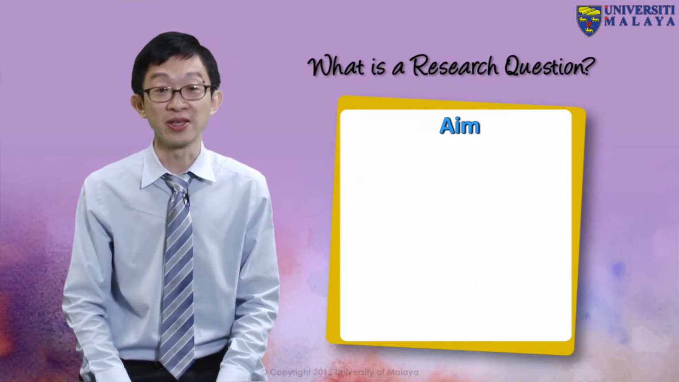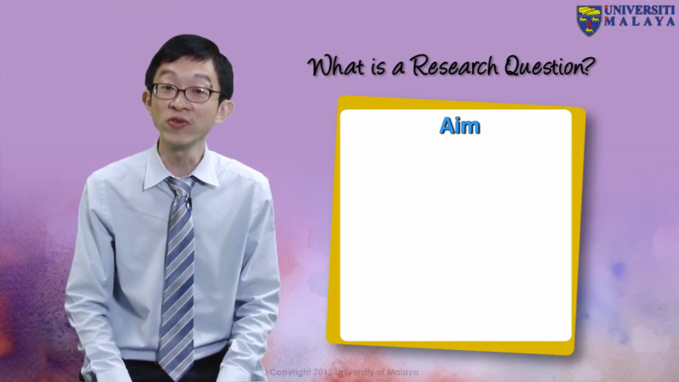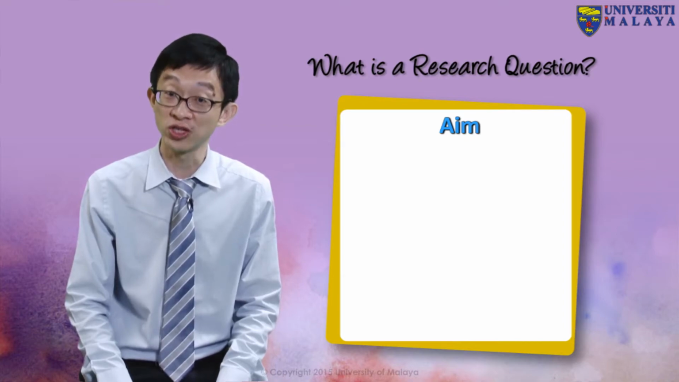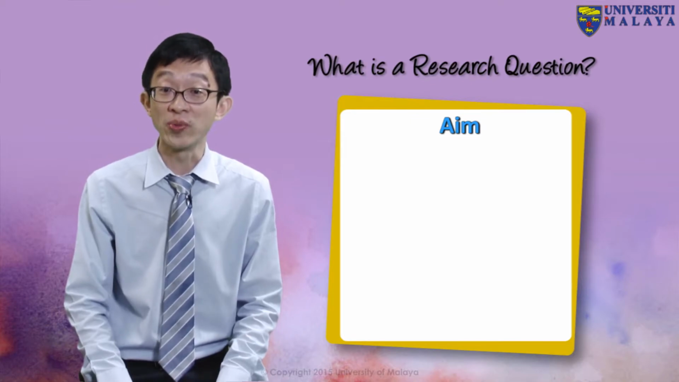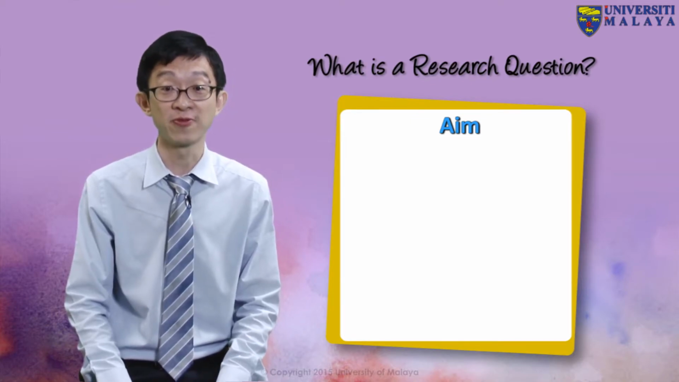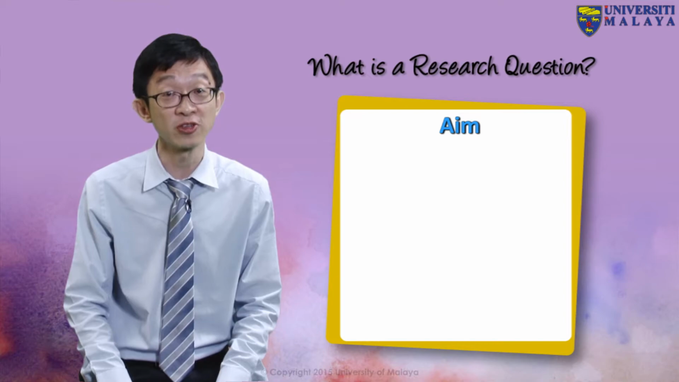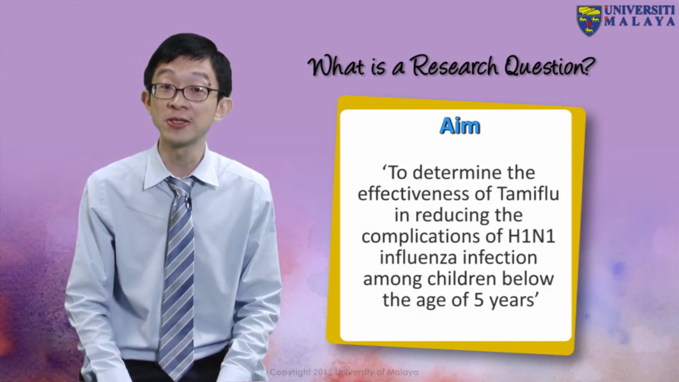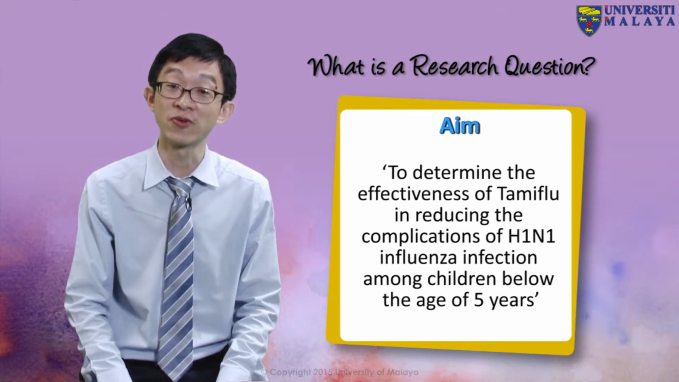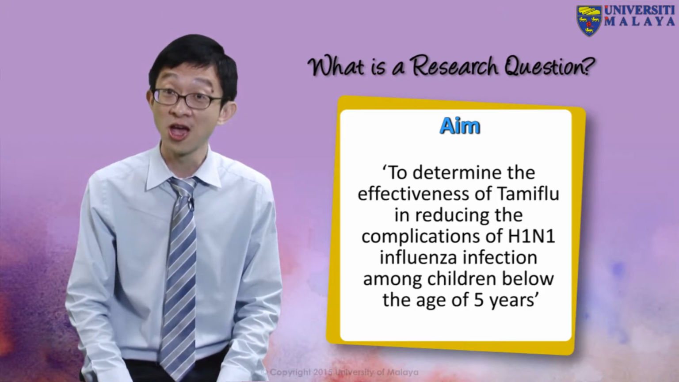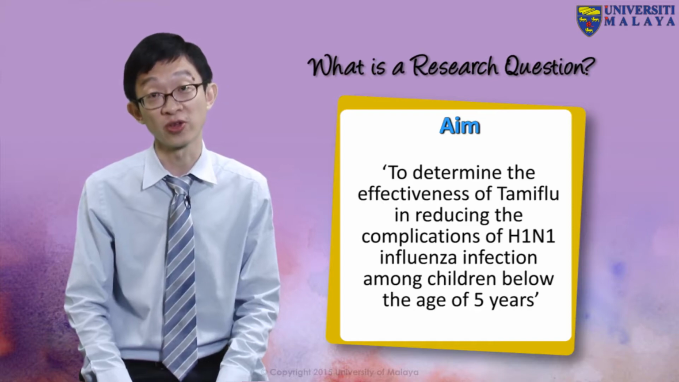The aim of a study, on the other hand, is to provide an overview of what the study is trying to achieve without going into details. For instance, when we try to find out the effectiveness of Tamiflu for H1N1 influenza infection, we aim to determine the effectiveness of Tamiflu in reducing the complications of H1N1 influenza infection among children below the age of 5 years.